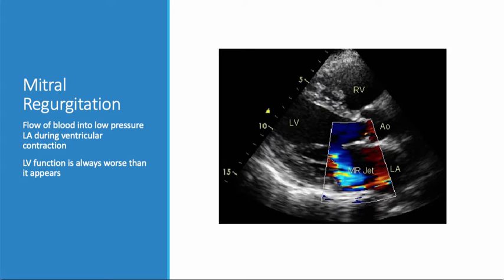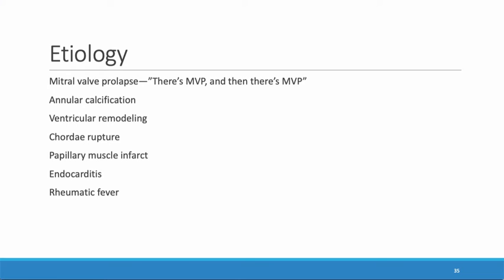As the heart muscle weakens from that chronic volume overload, now we have a problem. And in fact, we know that it's time to operate on somebody when they have anything less than perfect cardiac output. So the etiology of mitral regurgitation can come from several different sources. One is mitral valve prolapse.